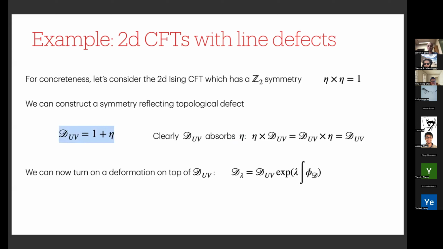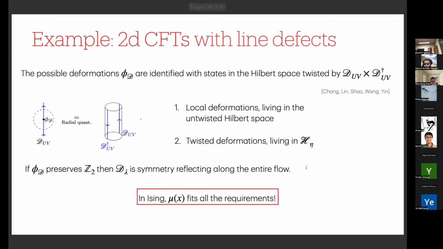And now what we want to do is to take this UV symmetry reflecting line and turn on a deformation on top of it. And as we were saying before, if this deformation is Z2 symmetric, then we will know that D lambda will be symmetry reflecting. Okay, so now the problem is to understand what are the possible deformations which one can turn on top of this topological line. The possible deformations are the ones corresponding to states which live in the Hilbert space twisted by the product of D with its orientation reversal.